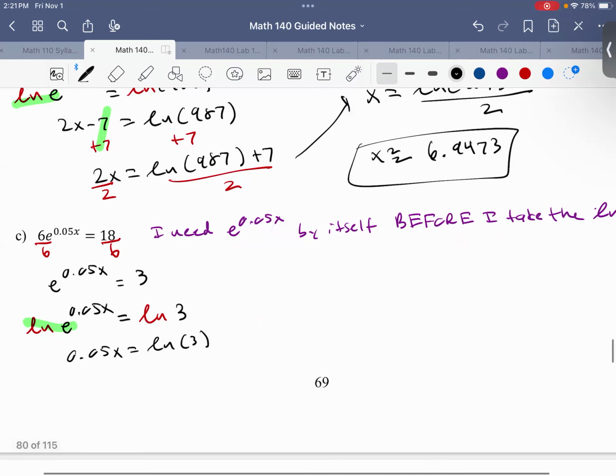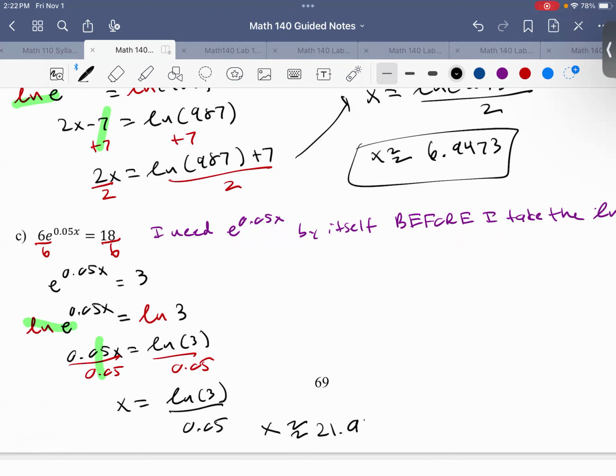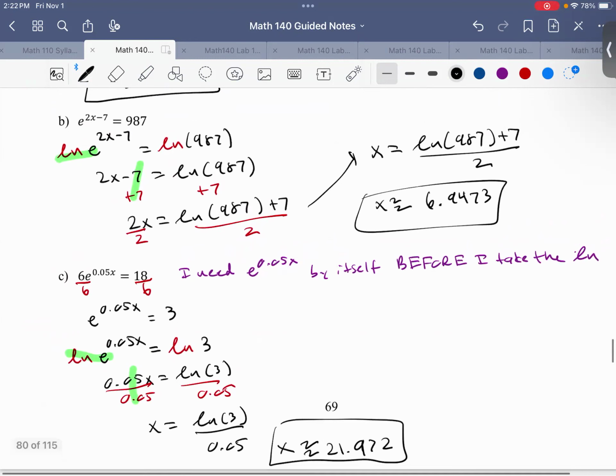I'm going to divide both sides by 0.05. And so what I end up with is x equals natural log of 3 divided by 0.05. And so that's approximately 21.972. And that's our answer. So here are 3 different cases of me solving for x when we have an exponential function.